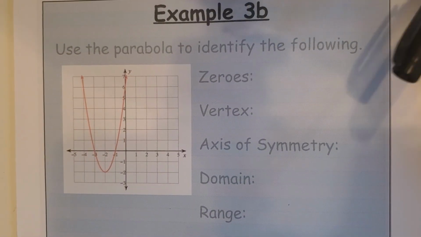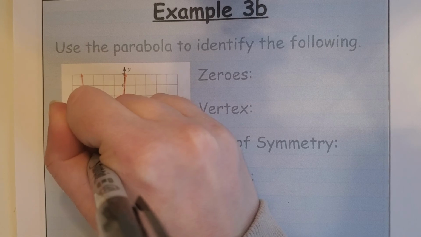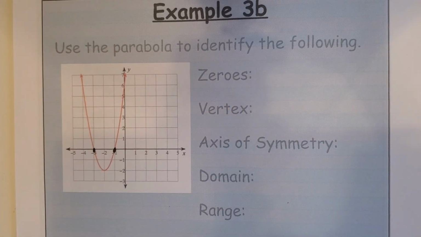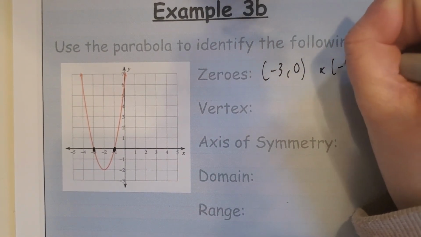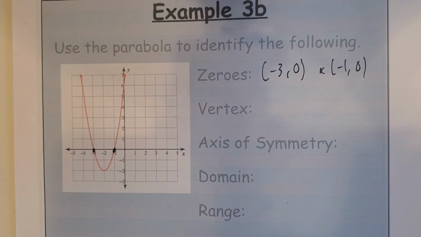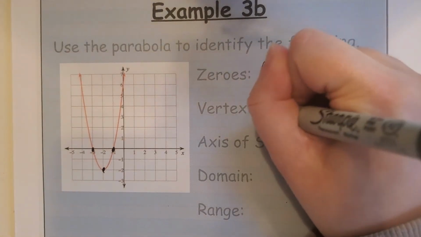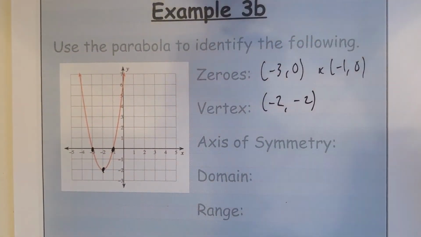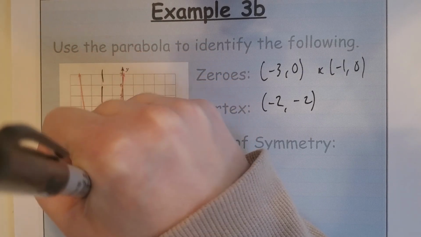Now we actually have some zeros. That's really the only reason why I wanted to do this problem as well, because we have some places where the function crosses the x-axis. Our zeros are -3, 0 and -1, 0. Our vertex is either your highest or your lowest point, so that's down here. It's -2, -2. Our axis of symmetry splits the parabola in half.